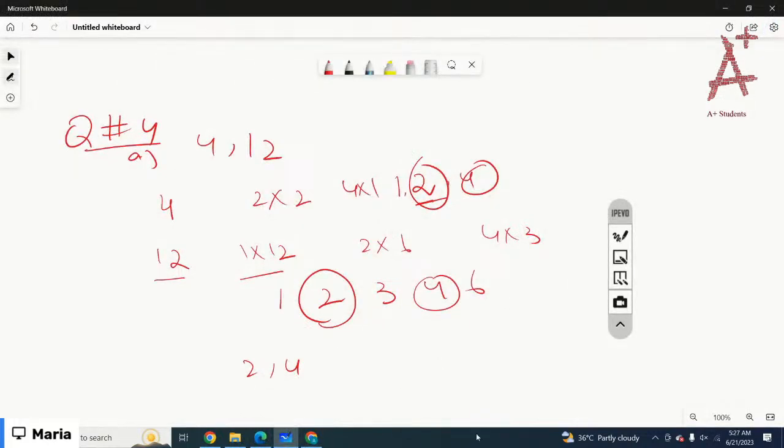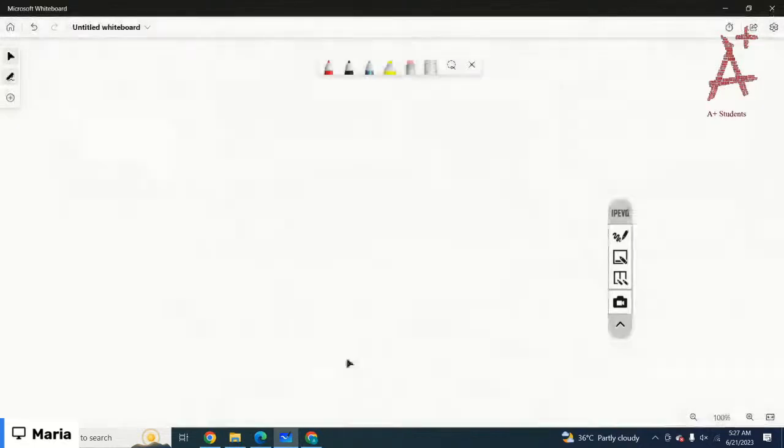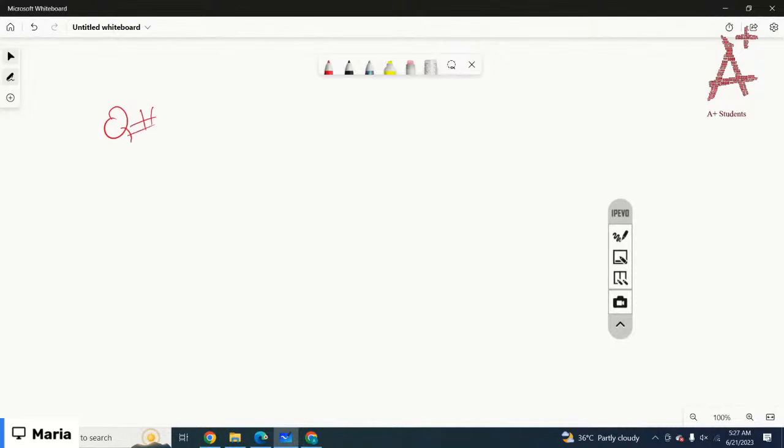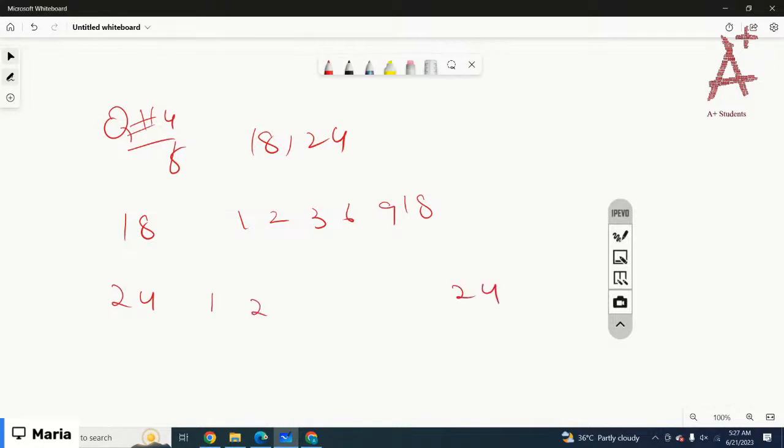Okay, the next one is question number 4F. 18 and 24. Let's just write down the factors of 18 and 24. 1 times 18 is 18. 2 times 9 is 18 and 3 times 6 is 18. Same way you have to write down the factors of 24. Factors means the numbers that when multiplied make 24. Got it? 1 times 24 is 24. 2 times 12 is 24. 3 times 8 is 24 and 4 times 6 is 24.